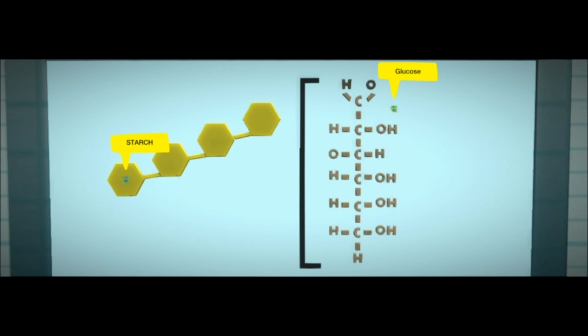Biochemistry. An example of biochemistry is starch, which is made from a chain polymer of glucose.